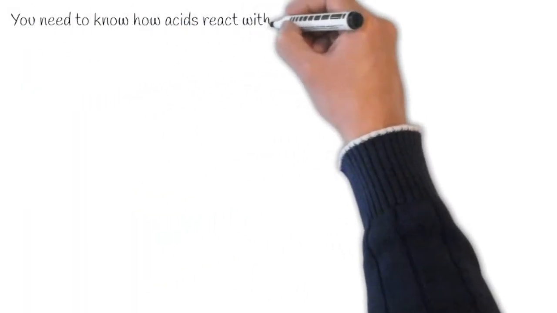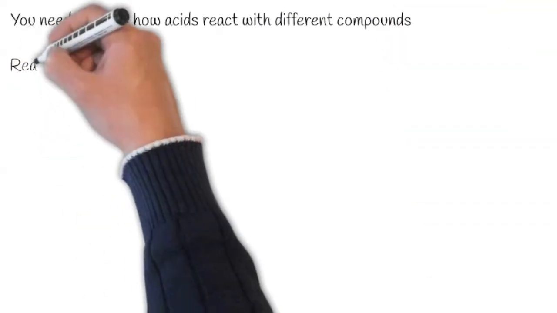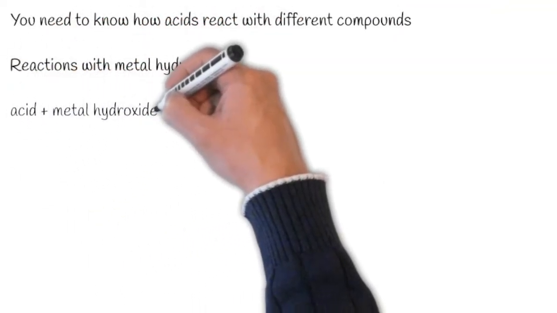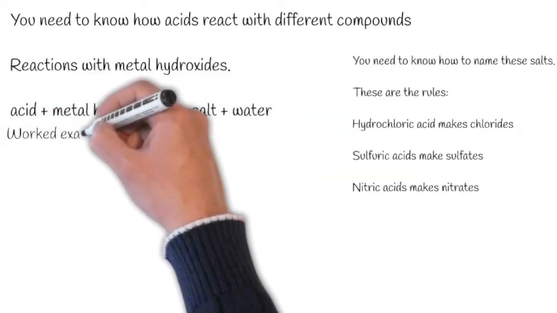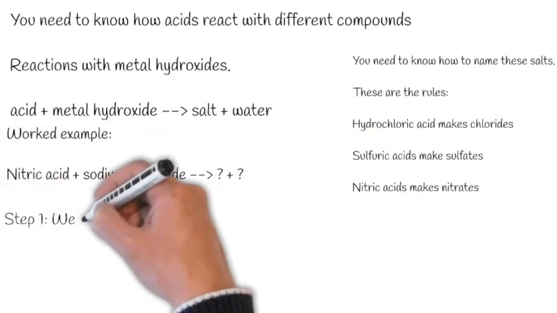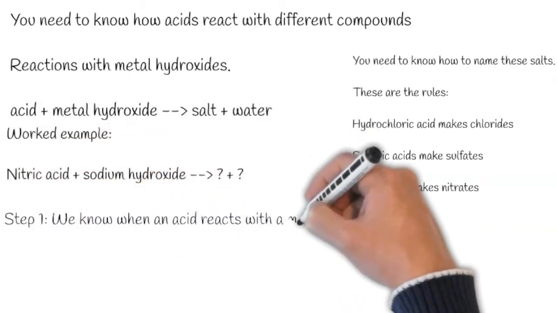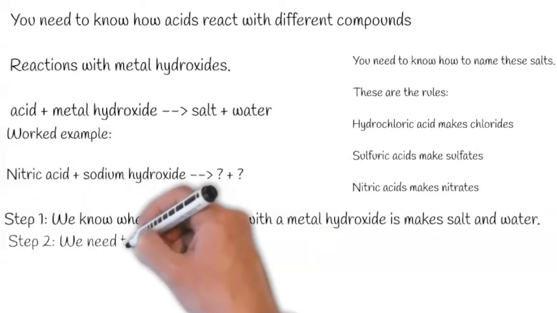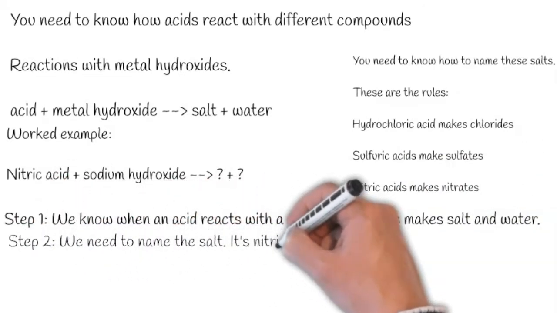You need to know how acids react with different compounds. Reactions with metal hydroxides are acid plus metal hydroxide to salt plus water. Let's go through a worked example. Nitric acid plus sodium hydroxide makes what? We know when an acid reacts with a metal hydroxide, it makes salt and water. We need to name the salt.